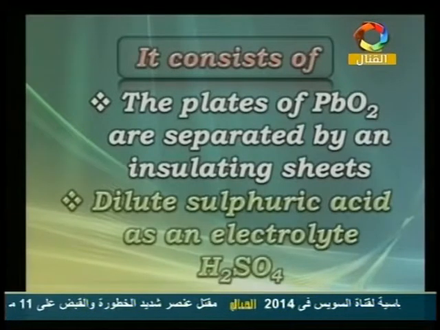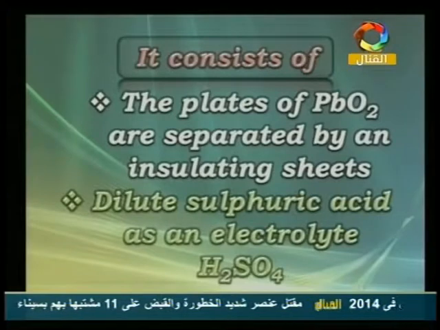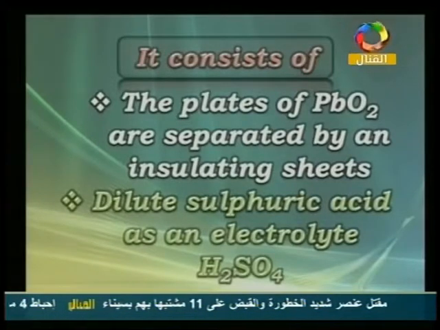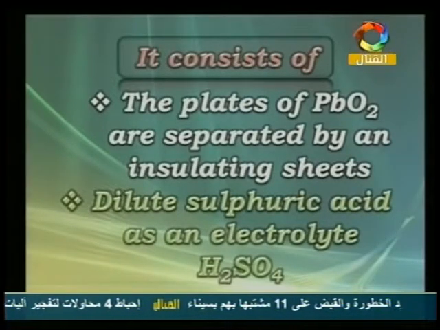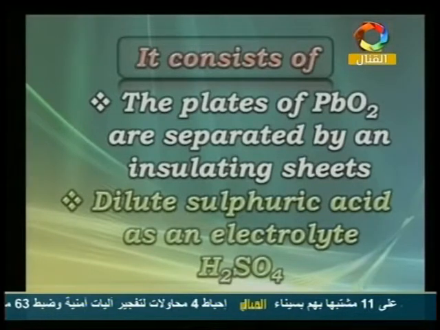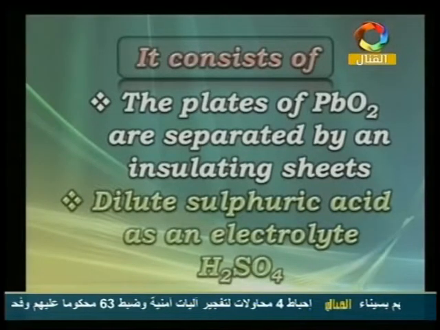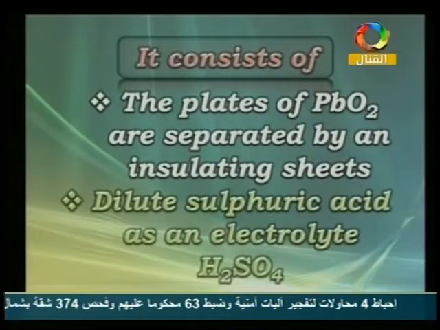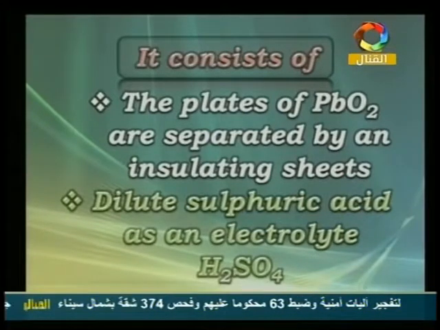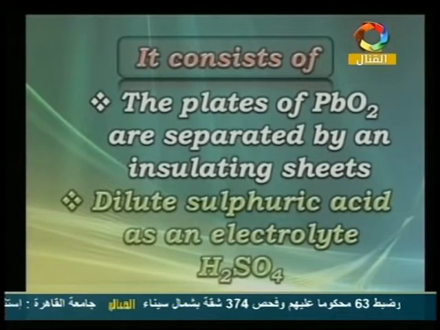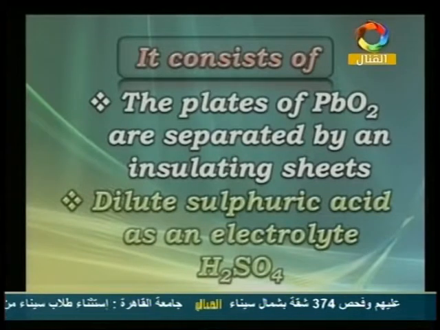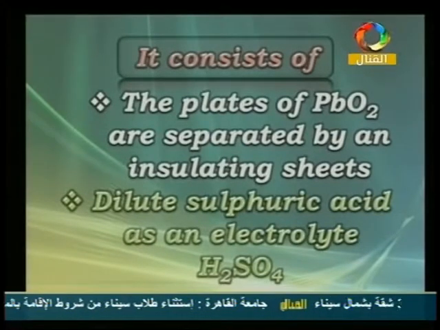Dilute sulfuric acid is an electrolyte. What is meant by electrolyte? It means a chemical compound used to start the chemical reaction in batteries, the chemical reaction that changes into electric energy. So here this is dilute sulfuric acid. It works or operates as an electrolyte.